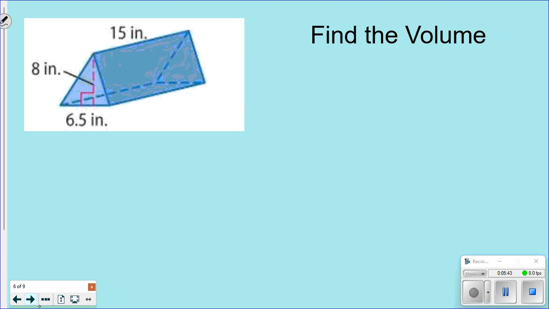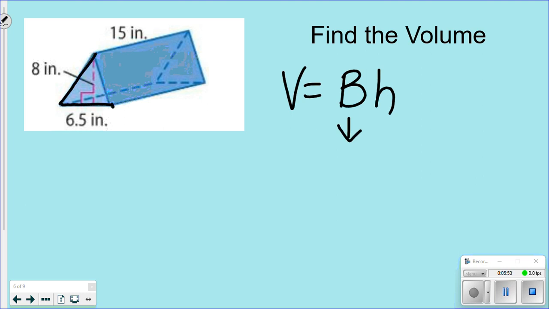Okay, let's do this one. And I'm going to start the same way like I did before. Volume equals area of the base times the height. So let's talk about the big B first. Like I said, this one was not on its base, but this is the base right here. So to find the area of that triangle, I'm going to take 6.5 times 8 divided by 2. And that's going to give me what the big B is. So let's see, 6.5 times 8 divided by 2, and I got 26.